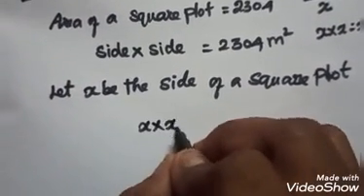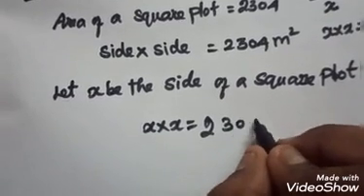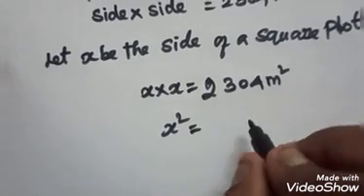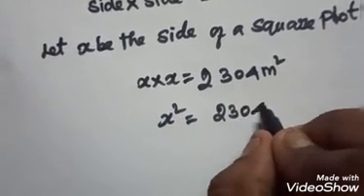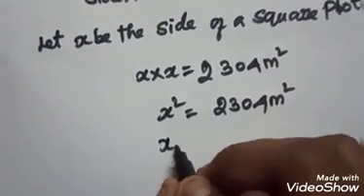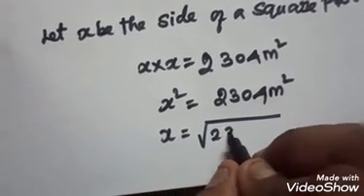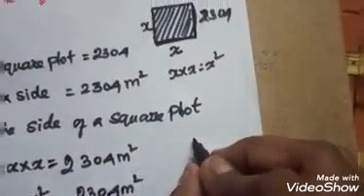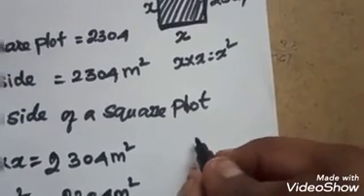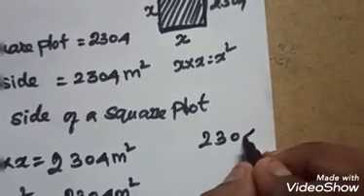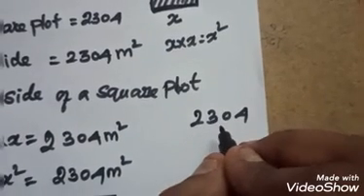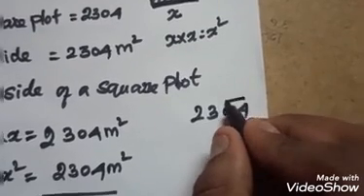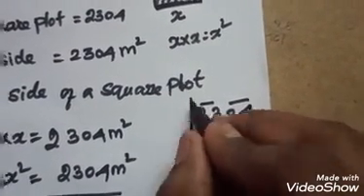So x into x, which is equal to 2304 meter square. So x square is equal to 2304 meter square. x is equal to the square root of 2304. So just you go with the long division method. In a rough work or on the side, you just write 2304. You know that from the ones place onwards you must go. There is no decimal point. So first ones, tens, 100, 1000. So normally you must divide.